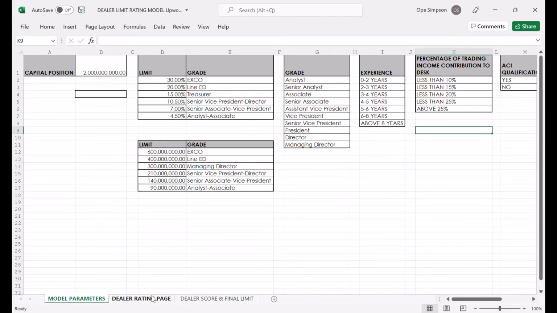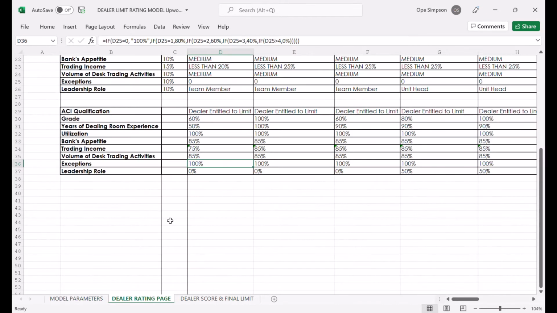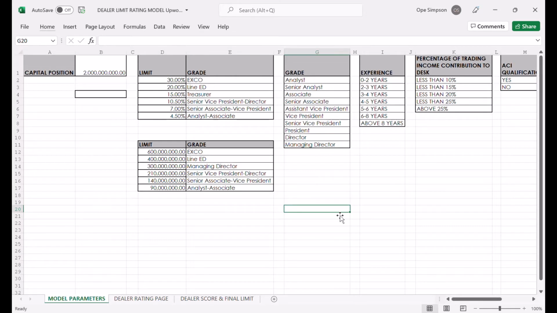Going to the dealing rating page, we've already talked about grades. These are the grades that we have within the dealing room for Model Bank A.